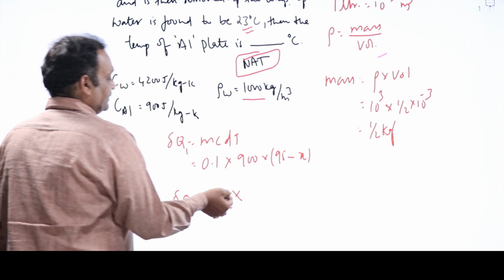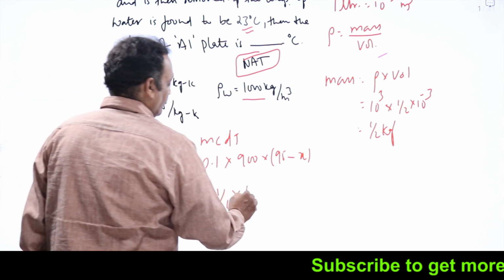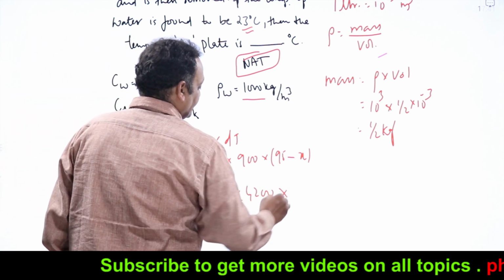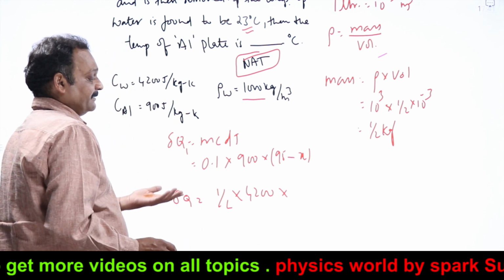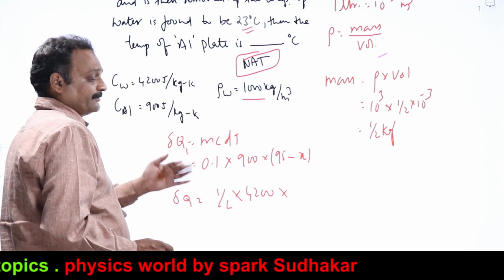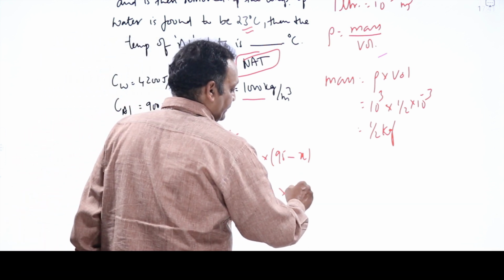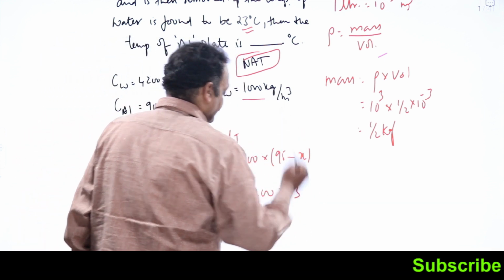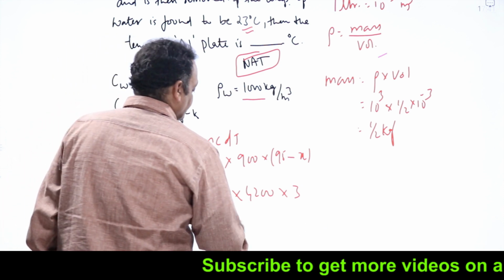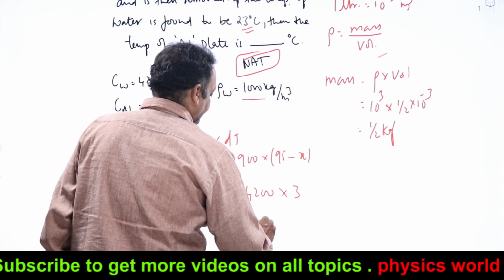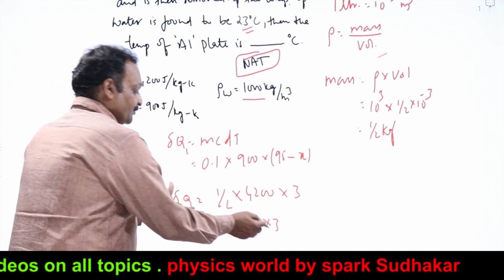Right, the specific heat of water is 4,200 joule per kg Kelvin, multiplied by its change in temperature. What is the change in temperature? Its temperature has increased from 20 to 23 degrees Celsius. That is, the change in temperature is 23 minus 20, which is nothing but 3. So this is 2100 into 3, and this is in joules, right?